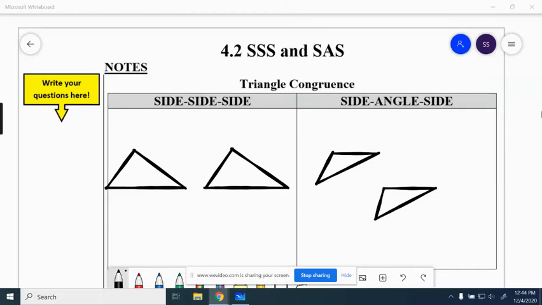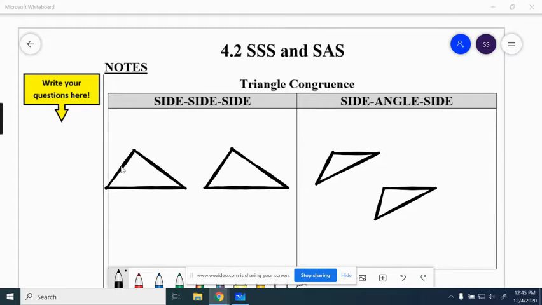Okay, here we go. This is 4.2 for geometry, triangle congruence. So this week, basically what we're doing is kind of shorthanded proofs. So we're looking at two triangles and determining whether or not they are congruent. And the first one, side, side, side, is probably the most intuitive one, maybe the most obvious.